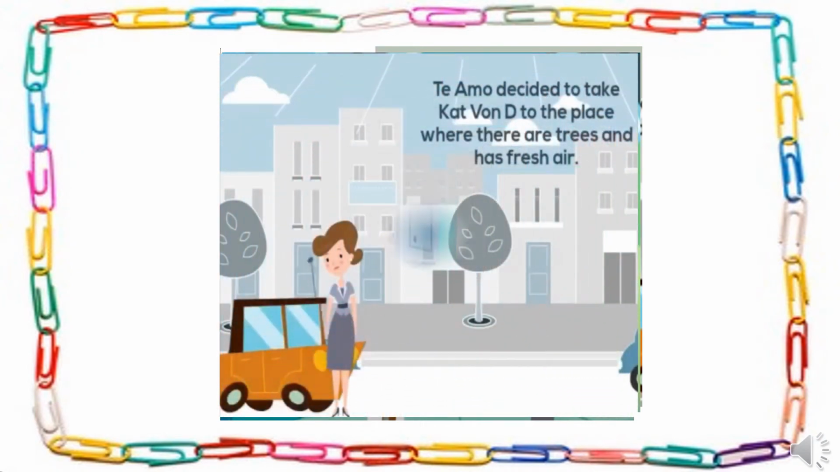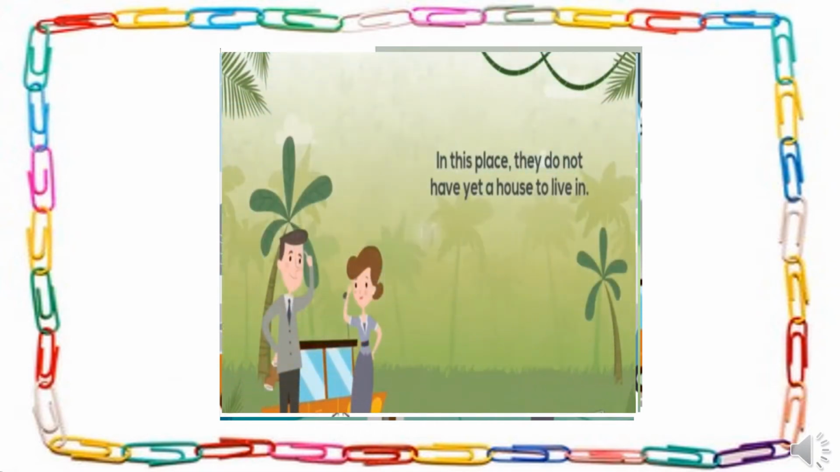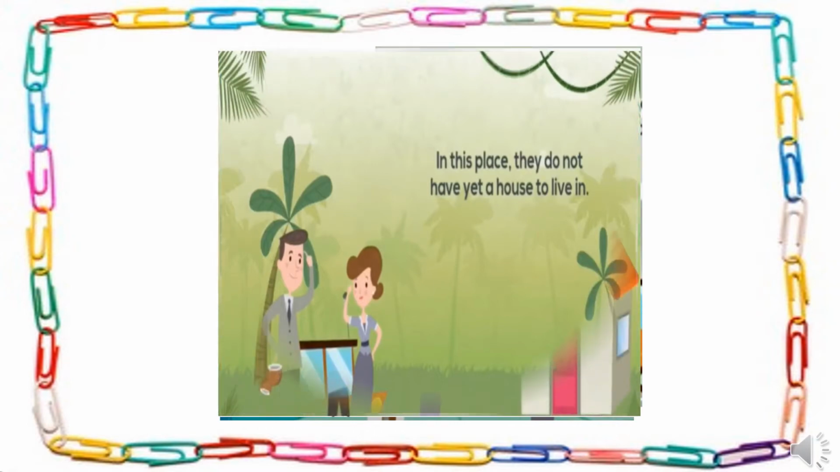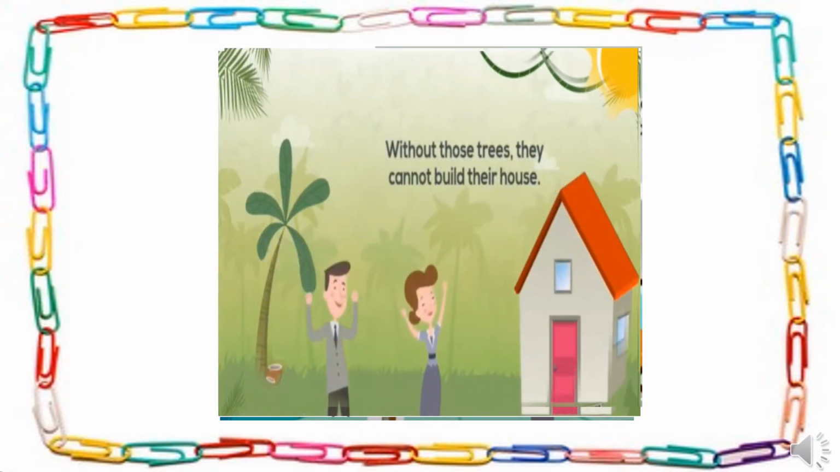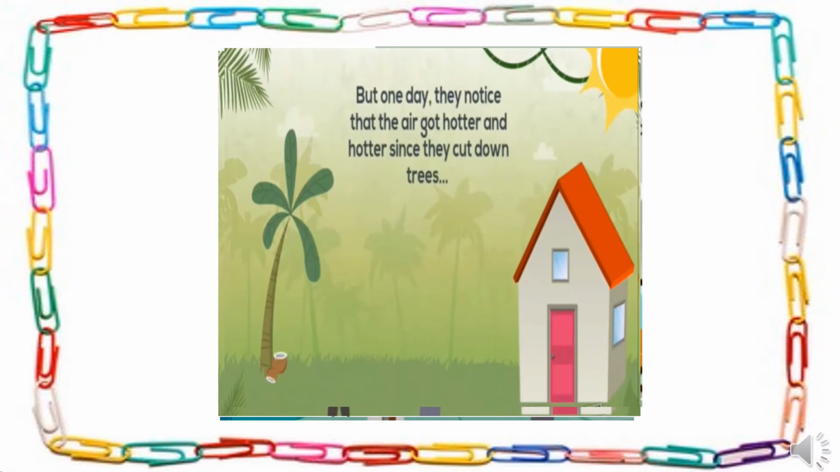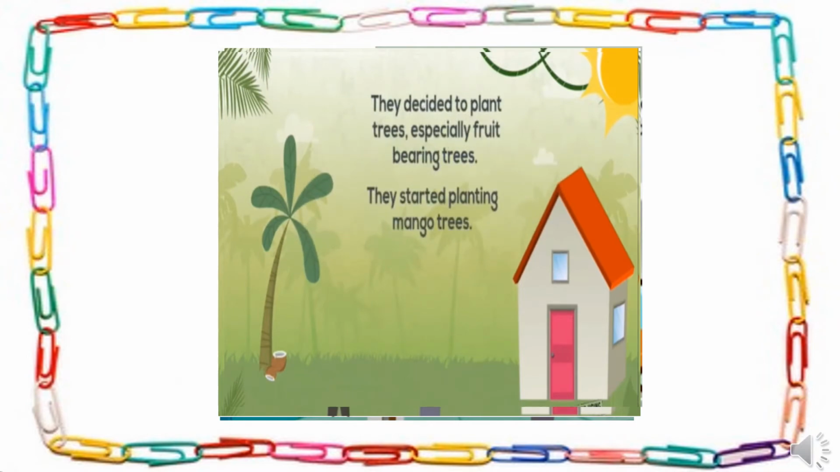Tamo decided to take Cat Von D to a place where there are trees and has fresh air. They reached a nice place with lots of trees. In this place, they do not have yet a house to live in. Without those trees, they cannot build their house. But one day, they noticed that the air got hotter and hotter since they cut down trees for wood to make their house. They decided to plant trees, especially fruit-bearing trees.